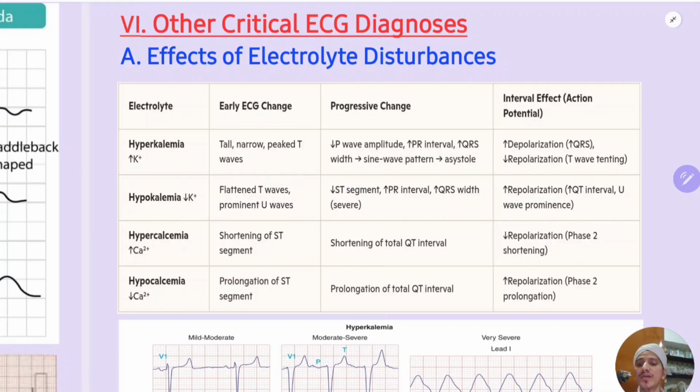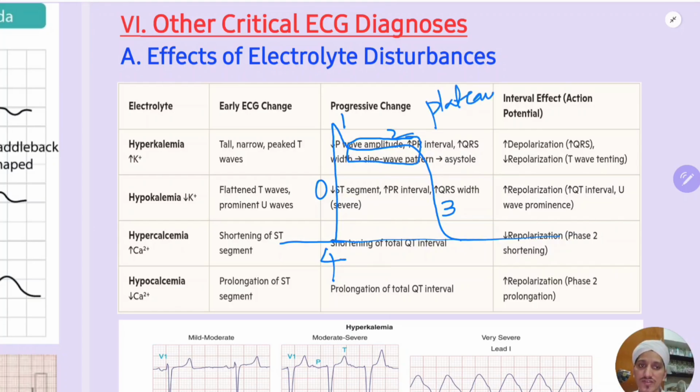Now coming to the concept behind changes in hyper and hypocalcemia. Remember the membrane potential, the action potential of cardiac muscle. This is phase 0, this is phase 4, this is 1, this is 2, and this is 3. This phase is known as the plateau phase. If you remember the physiology, two ions play a role here: calcium ions and potassium ions. Calcium ions enter the cell and want to depolarize it. Potassium ions exit the cell and want to repolarize it. So there will be a fight between calcium and potassium in this plateau phase.